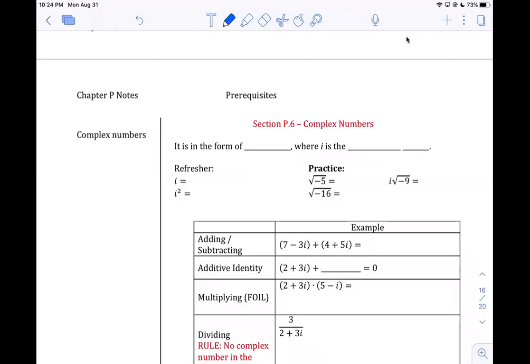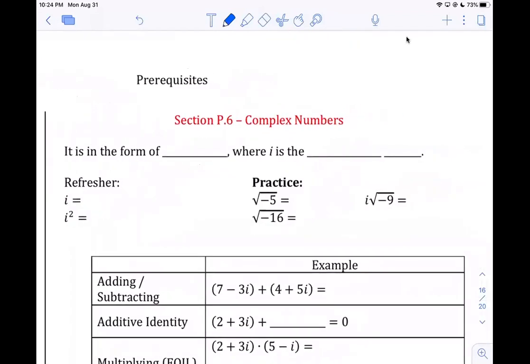All right, so in this P6 and P7 section 6, we're going to talk about complex numbers, or really just review. And then 7 is a little bit new, so I'm going to show you how to use the graphing calculator to find some answers. All right, so P6. So first we're going to review some complex numbers.